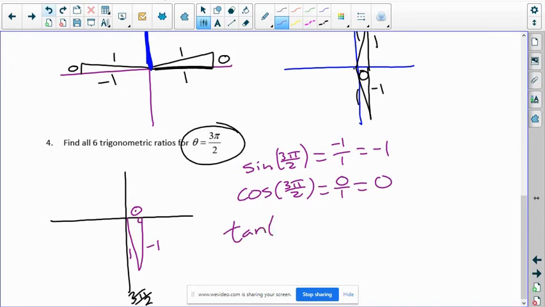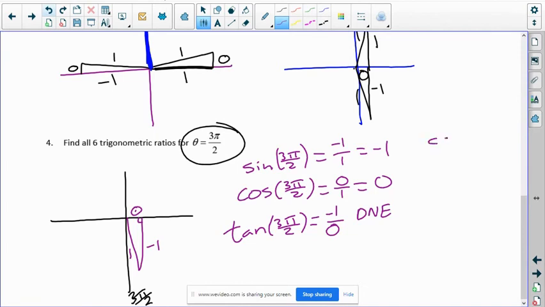Tangent of 3 pi halves is our opposite divided by our adjacent. Our opposite is negative 1 divided by our adjacent, which is 0. Well, this is an issue. We can't divide by 0. So this ratio does not exist. It's an undefined ratio at that value. Well, we still have 3 other ratios we need to check.